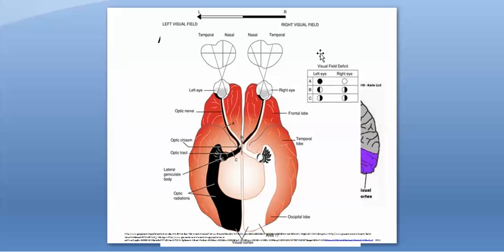So our temporal fields are picked up by our medial retinas, and our nasal fields are picked up by our lateral retinas. Okay, so let's continue talking about our left eye.